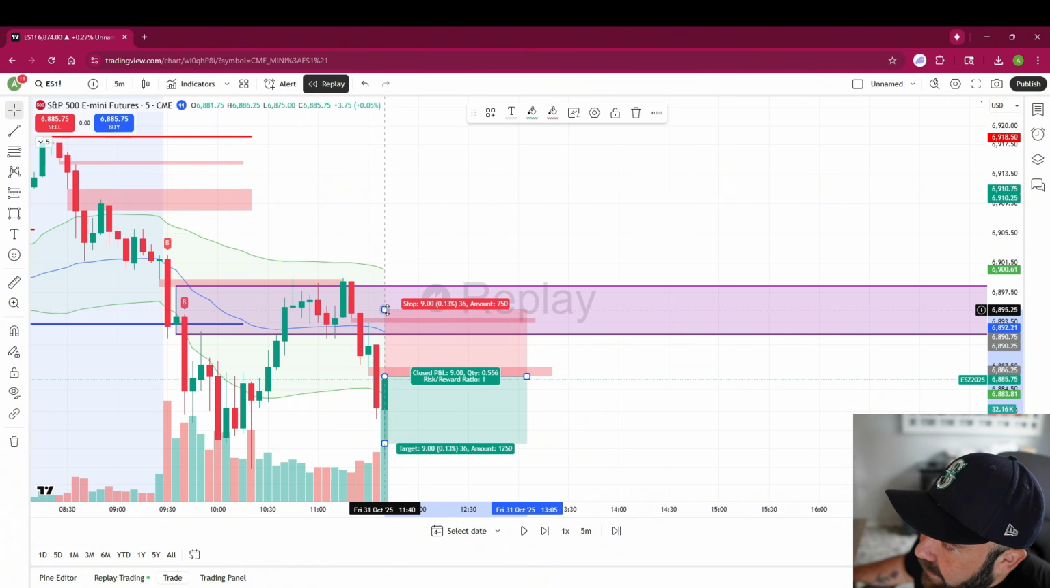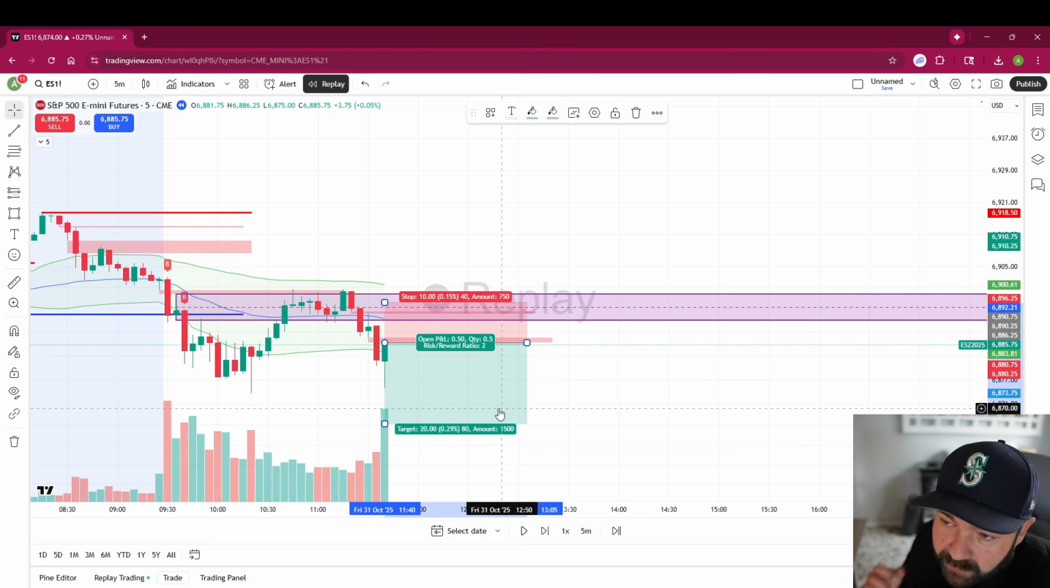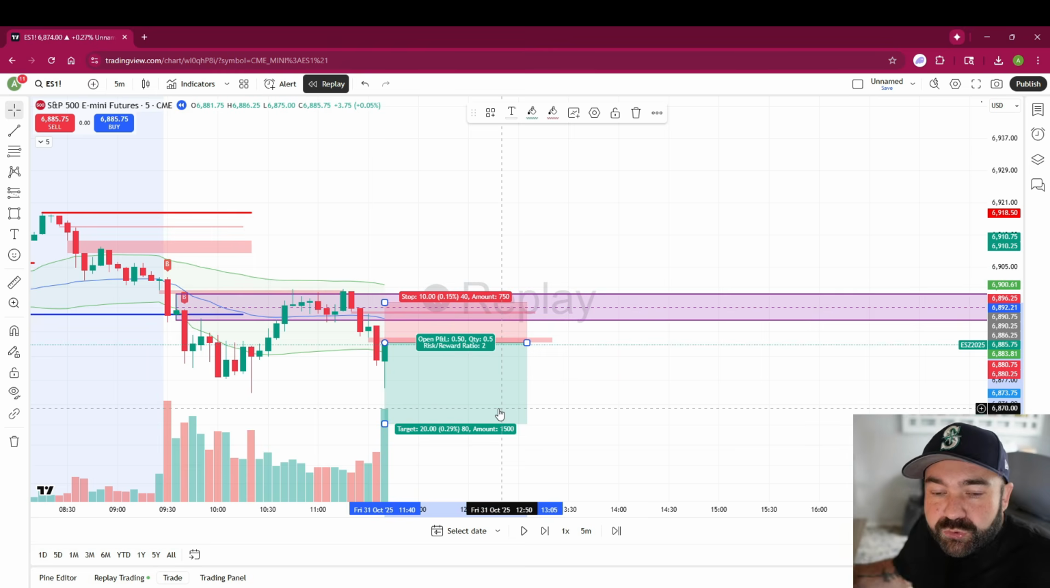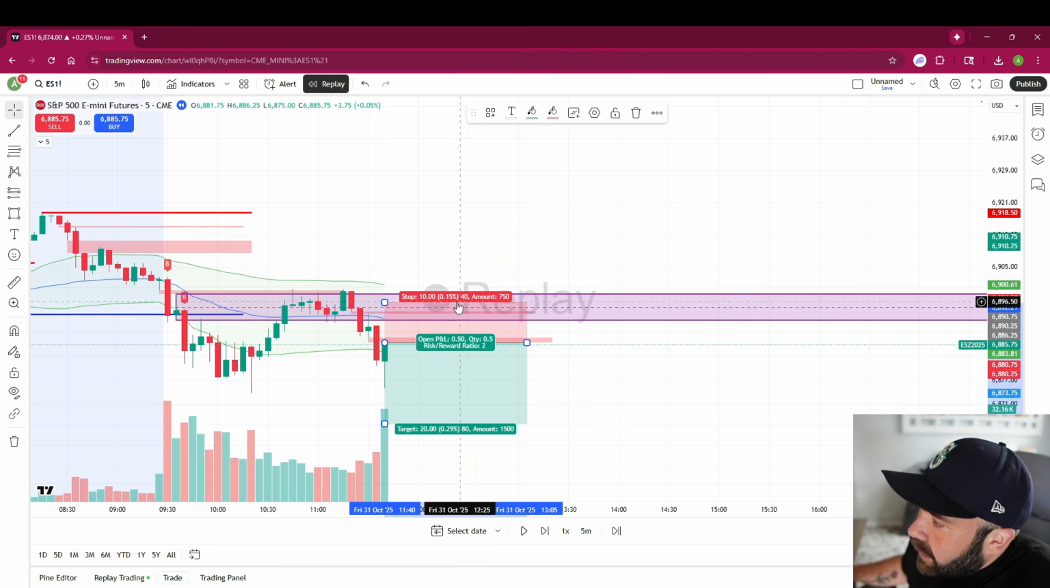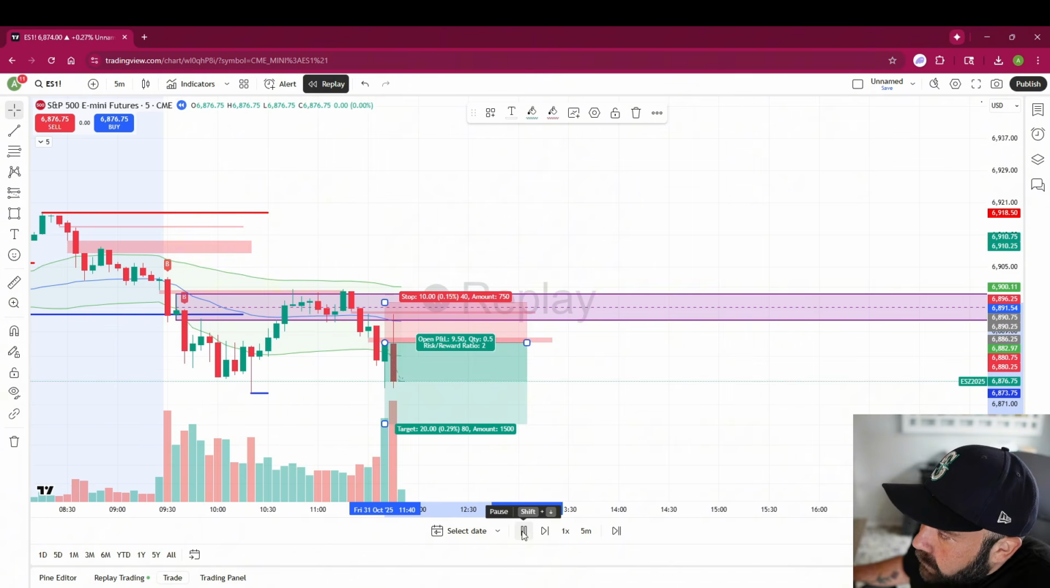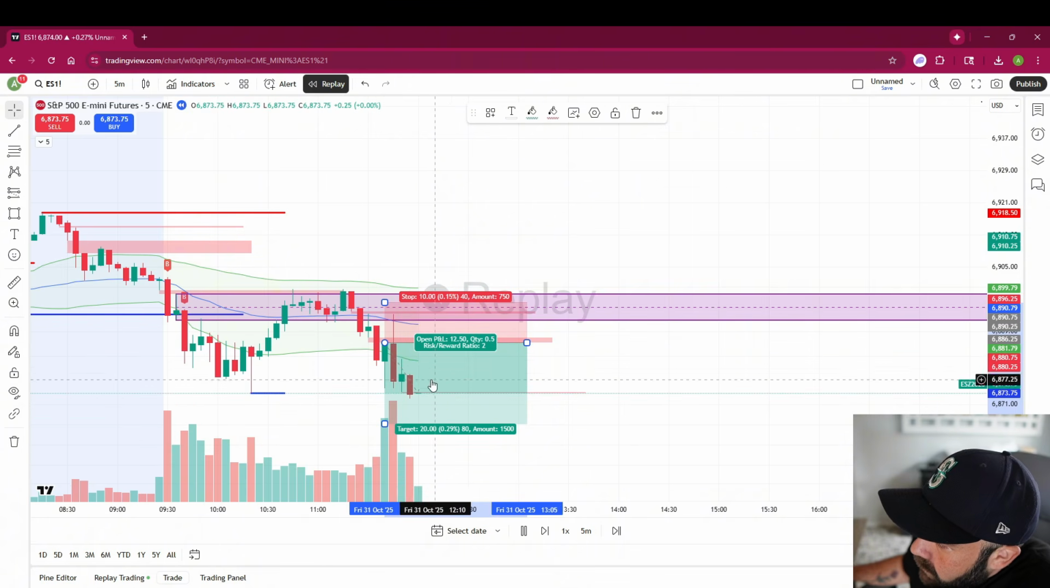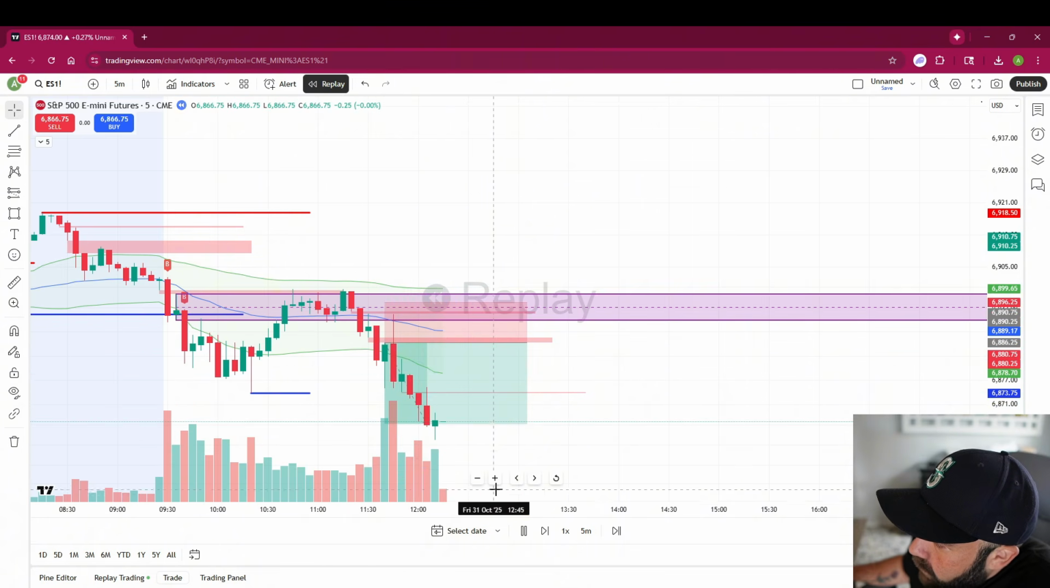As soon as that candle closed, I set 10 points right here and I set 20 points as my take profit, a 1 to 2 risk to reward. I'm risking $500 to make $1,000. We're into our trade at 11:40, right when that candle closes, and here's how it plays out. It's going down, we're going back up, nope, and boom, we're out.